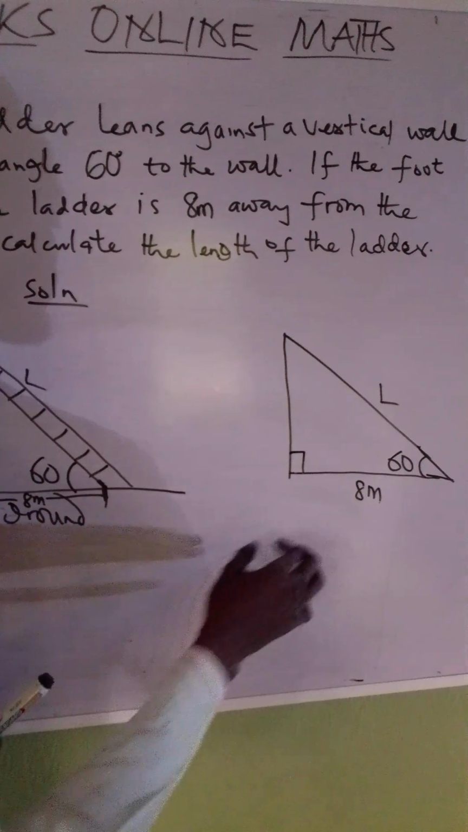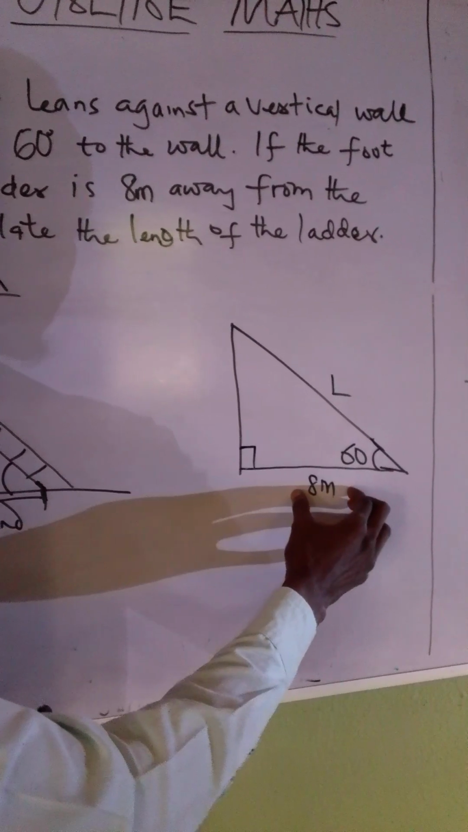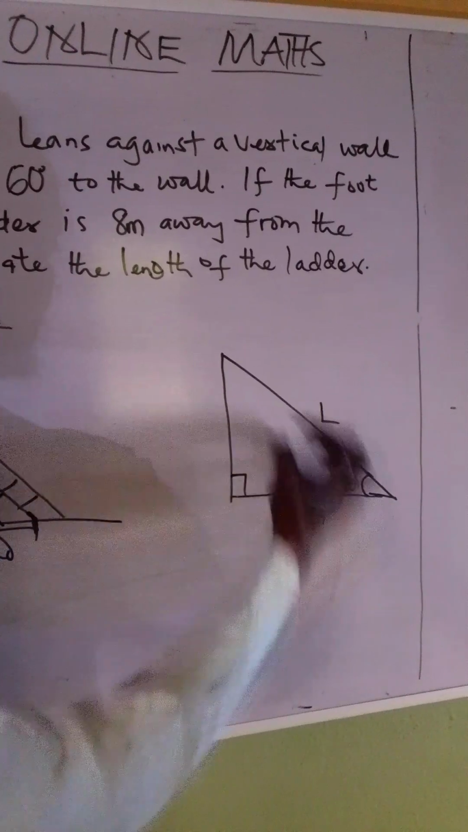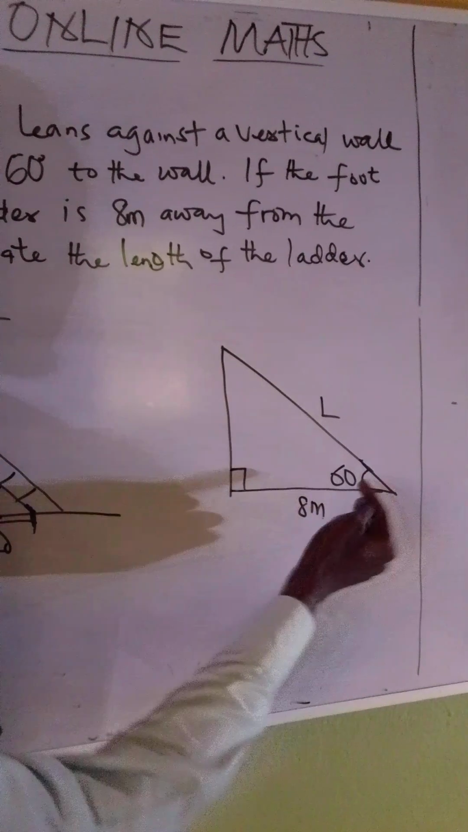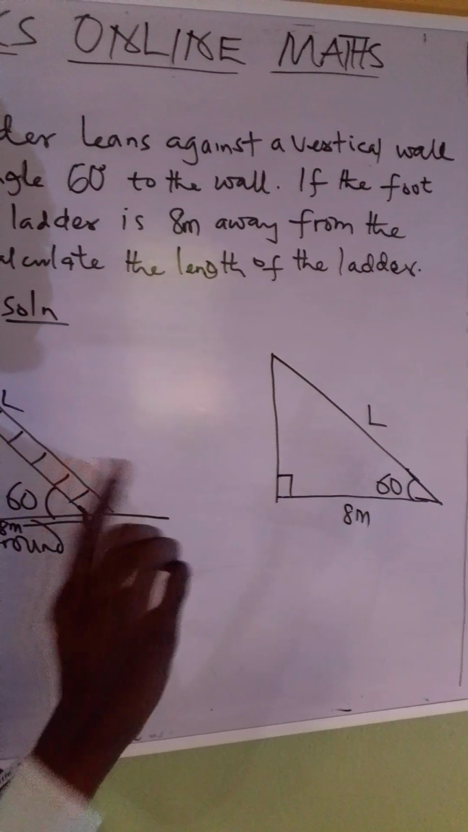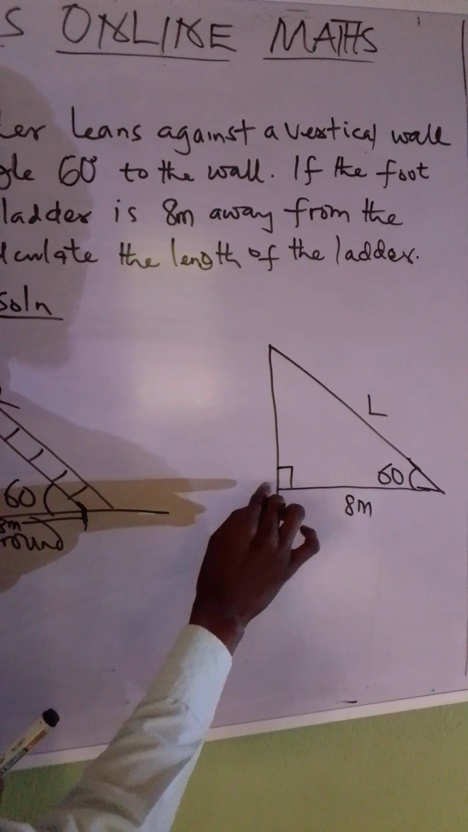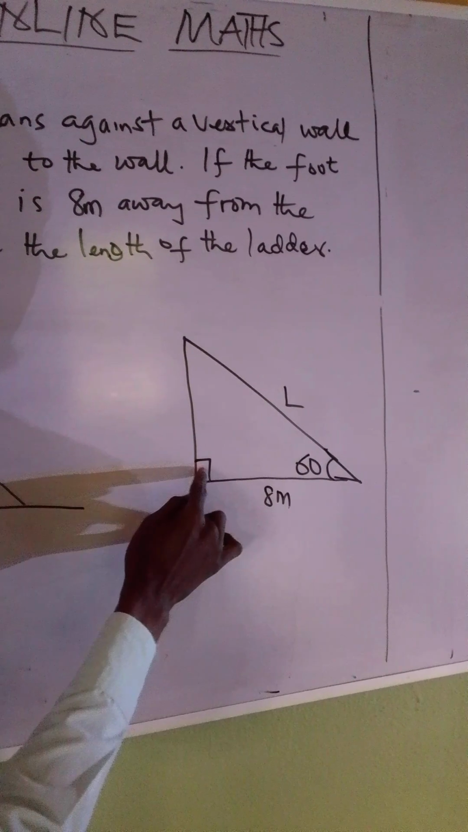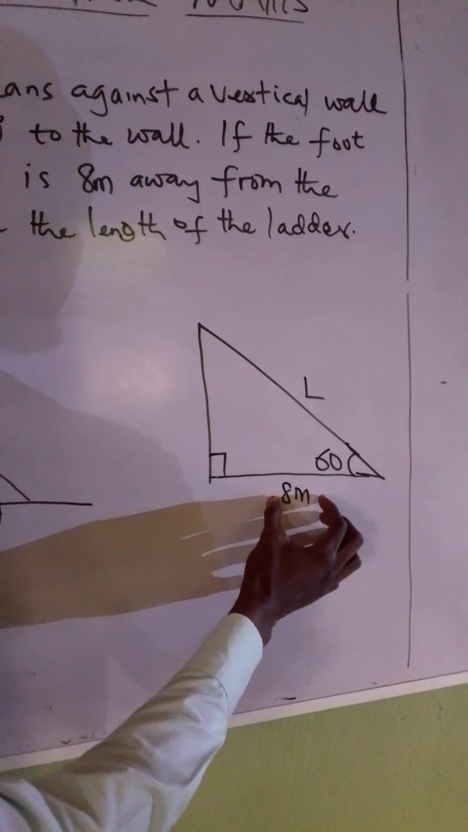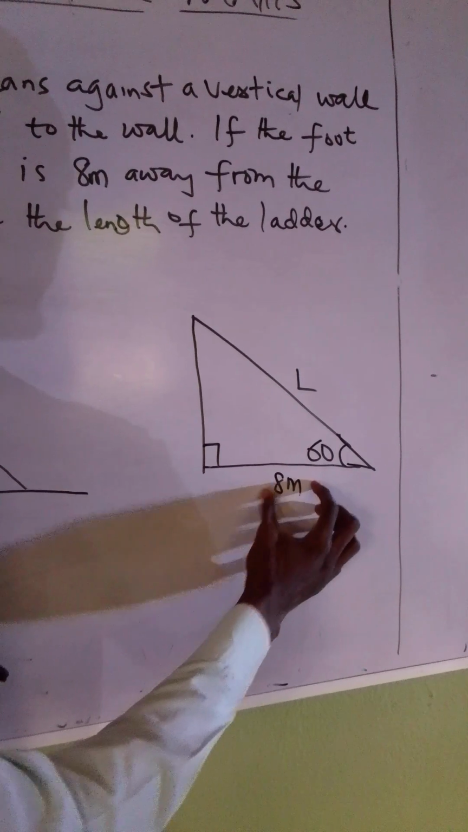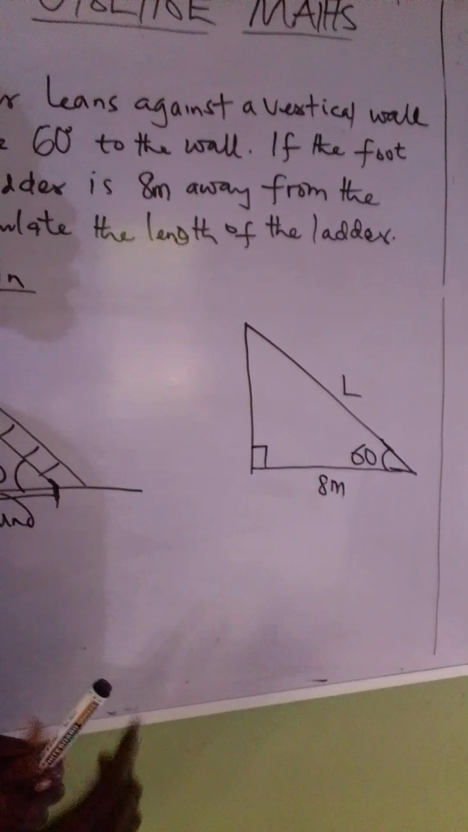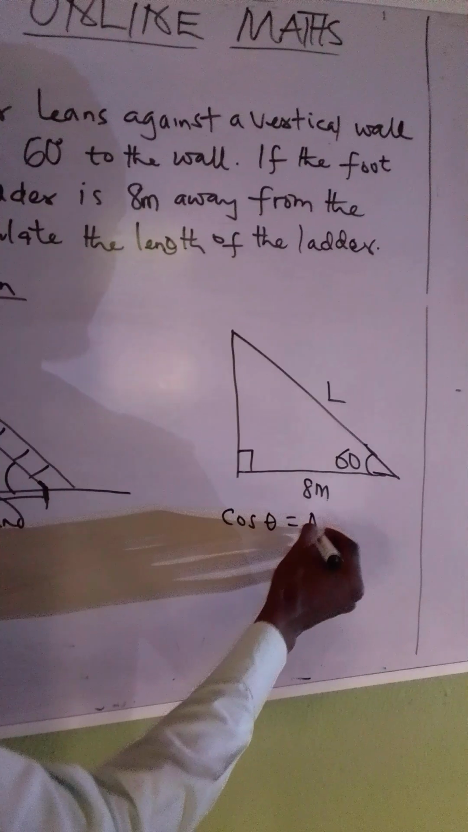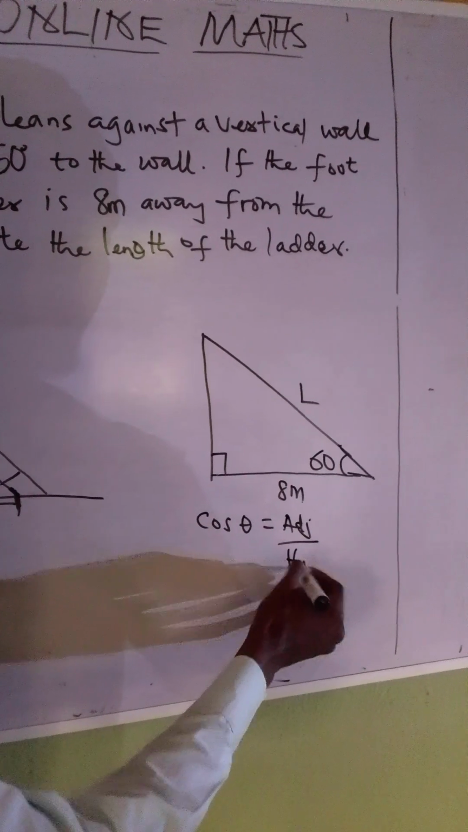Now when given the adjacent side to find the hypotenuse side, because here is hypotenuse, adjacent, opposite. Of course, you know that the opposite side is the side that always faces the given angle, while the hypotenuse side is the side that always faces the right angle, which is 90 degrees. So when given the adjacent side to find the hypotenuse side, you apply cosine, that's cos. So you now have cos theta equal to adjacent over hypotenuse.